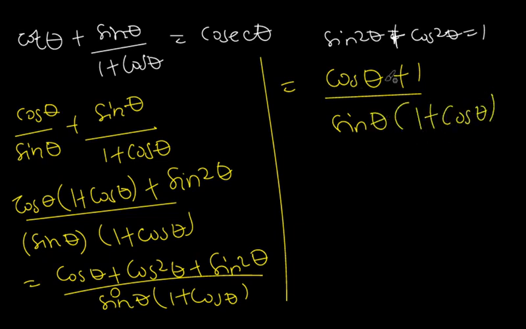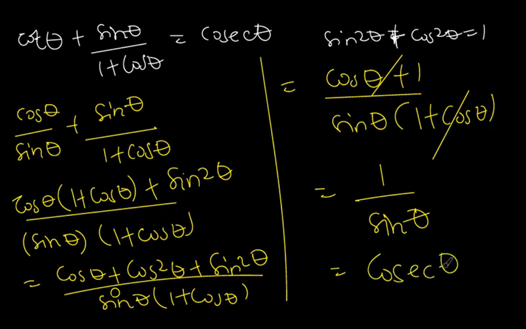Now we can see that we have 1 plus cos theta, 1 plus cos theta at the top over here, okay. So this will cancel this. So in the end we are having 1 over sine theta, and then 1 over sine theta is cosec theta, okay. So this is how finally we've been able to prove that cot theta plus sine theta divided by 1 over cos theta is equal to cosec theta.